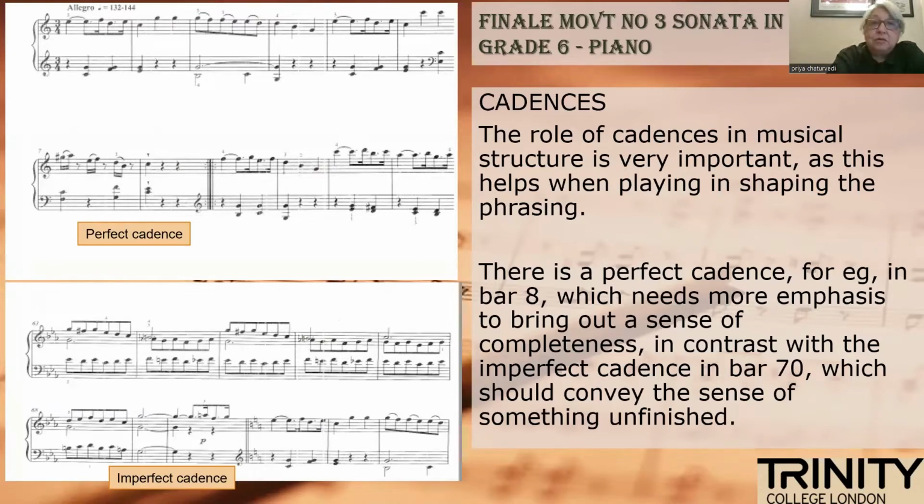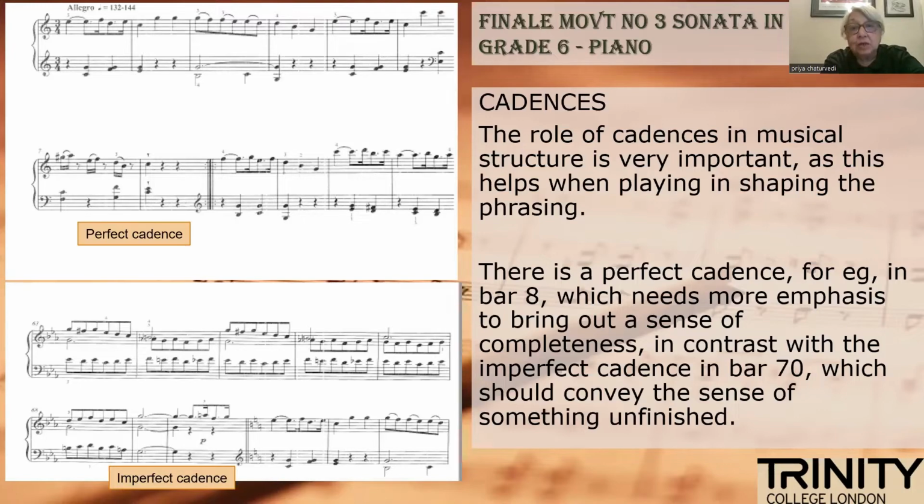So likewise, the role of cadences, recognizing those cadences in musical structure, is important. This helps because it helps you to shape the phrase. Every cadence is moving, your music moves towards a point, and that point is the cadence point. The tension that is built up in the music has to relax. So there is a perfect cadence, for example in bar 8, which needs a little more emphasis, a little building up towards it to bring out a sense of completeness.